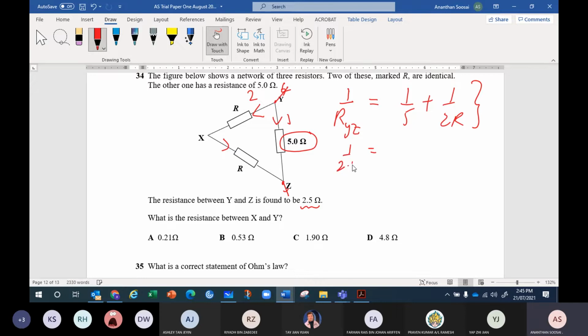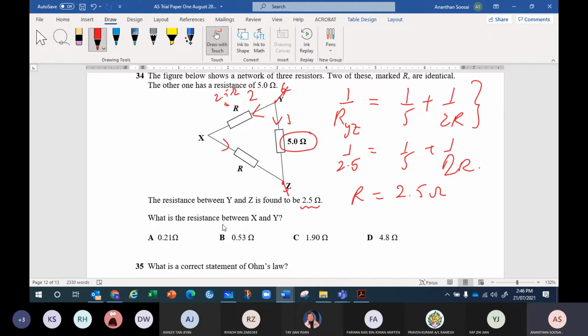So 1 over 2.5 is equal to 1 over 5 plus 1 over 2R. From here, work out your R. How much R? So R you get 2.5 ohm, if I'm not mistaken. So R is found to be 2.5 ohm from this working. Correct?